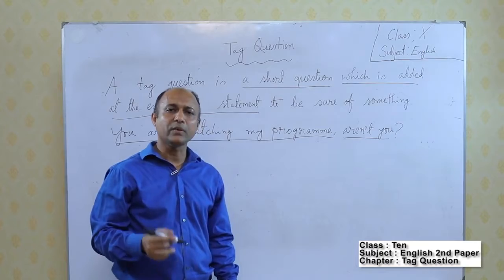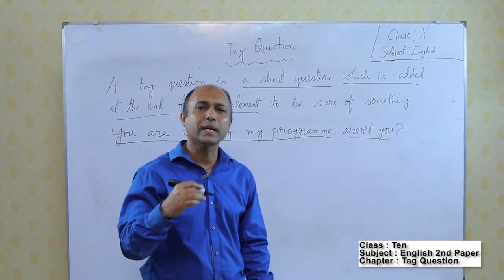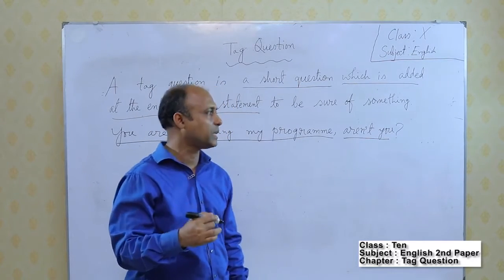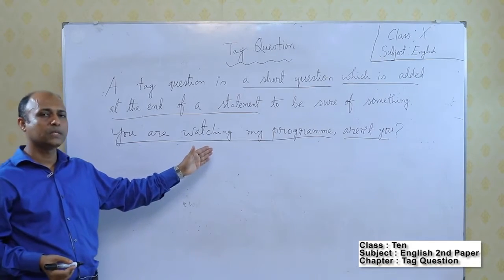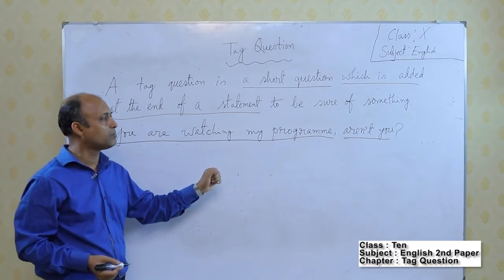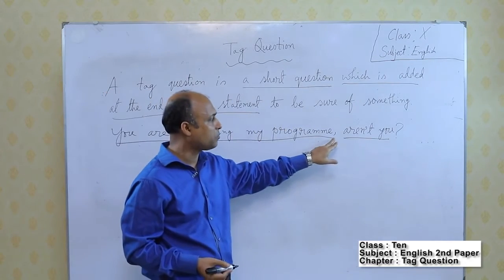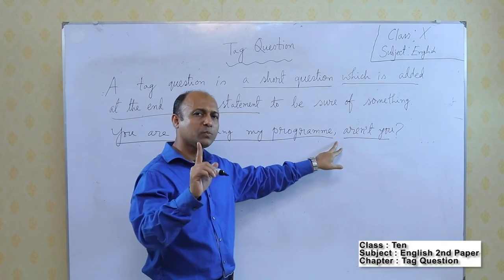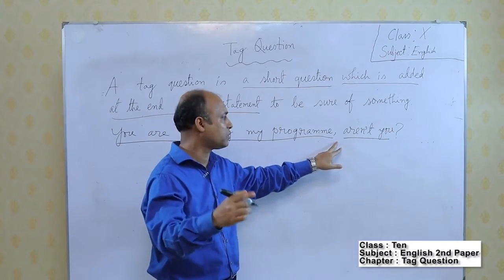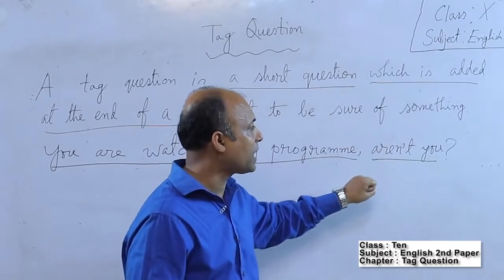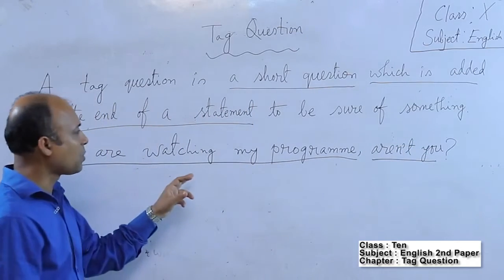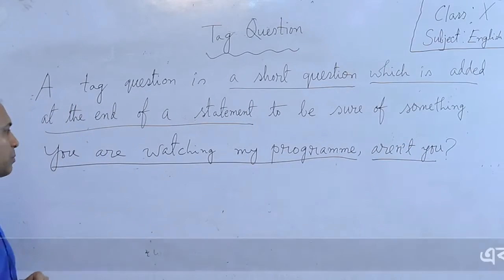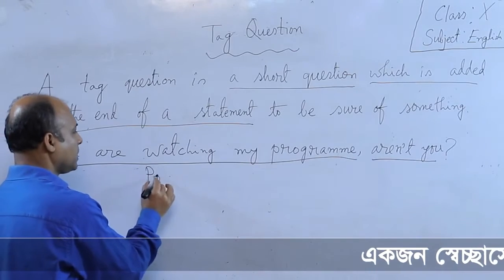So first you should know how to make a tag question. After this statement, you are watching my program, I have put a comma. So you must put a comma after the statement. Then you see what I have done here. The statement, you are watching my program, is a positive statement.